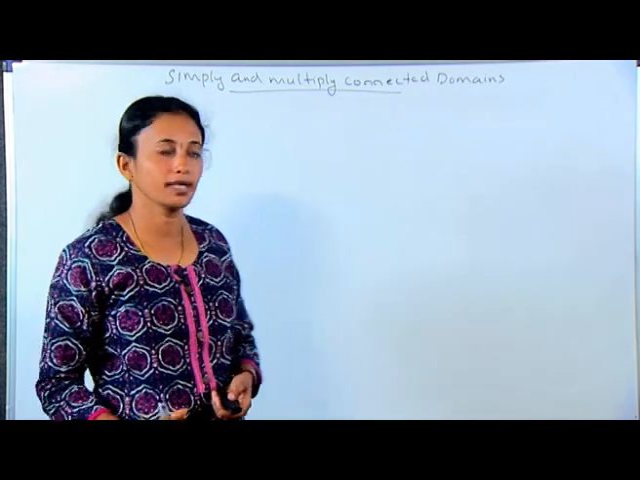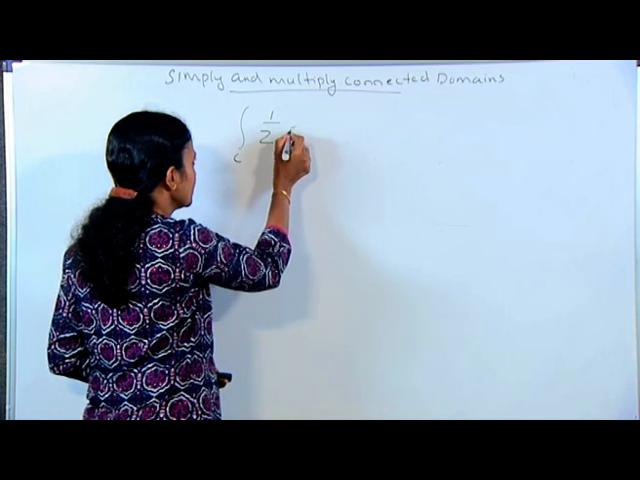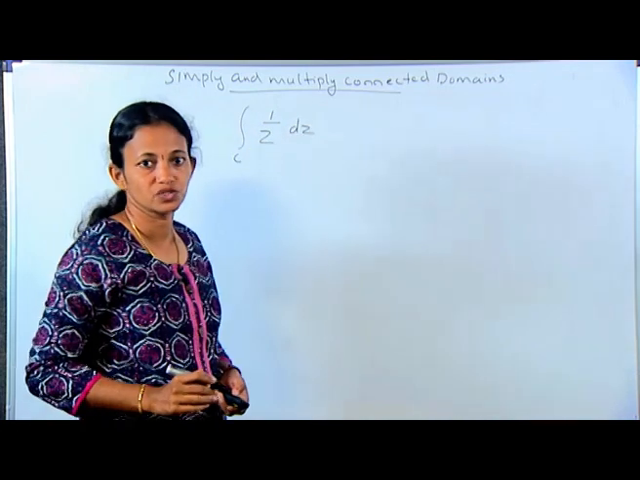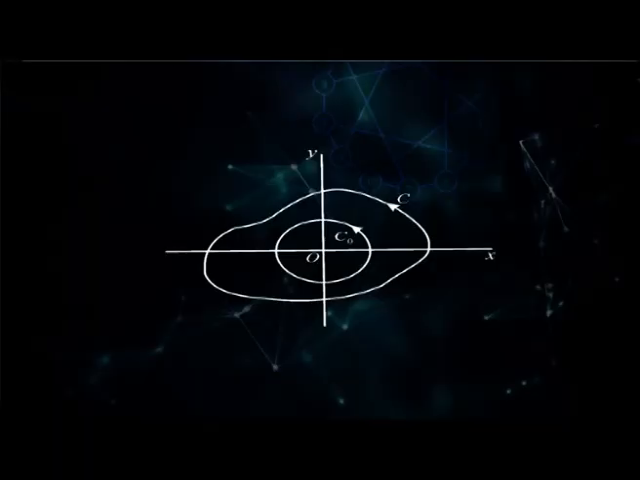That is, evaluate the integral over C of 1 by z dz, where C is any positively oriented closed contour surrounding the origin. Solution. Suppose C is any positively oriented, that is counterclockwise, closed contour surrounding the region, as we have chosen such a C as in this figure.